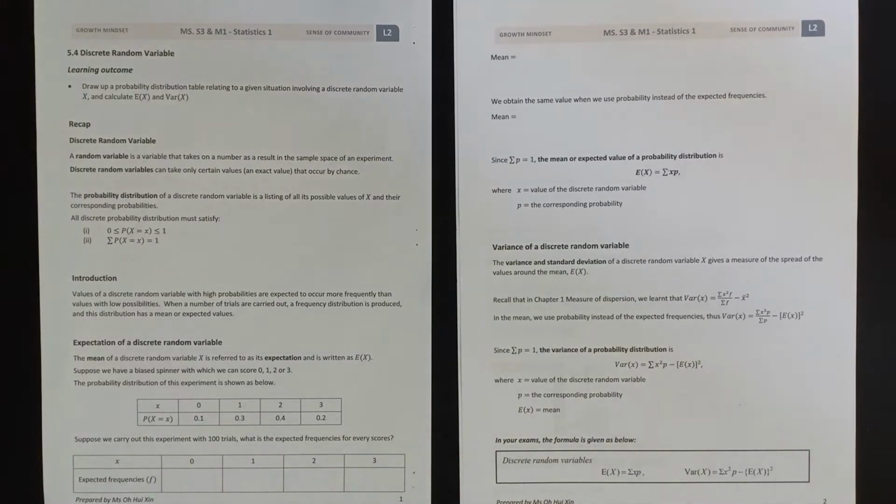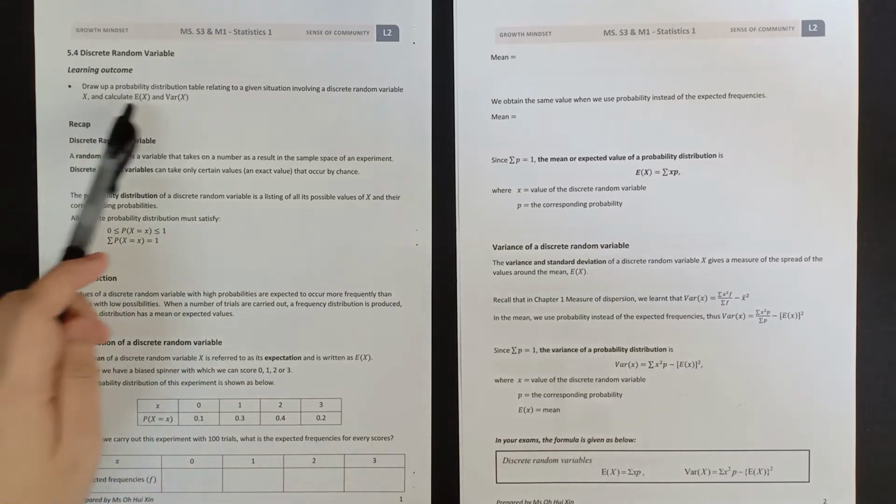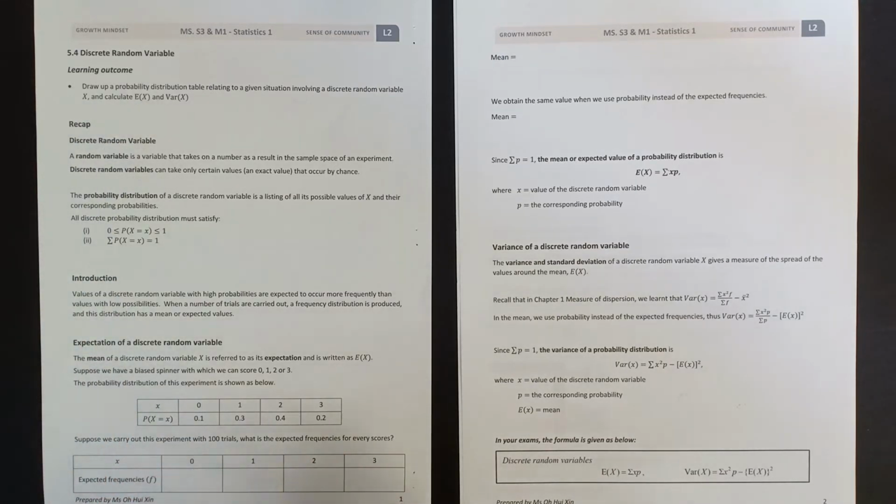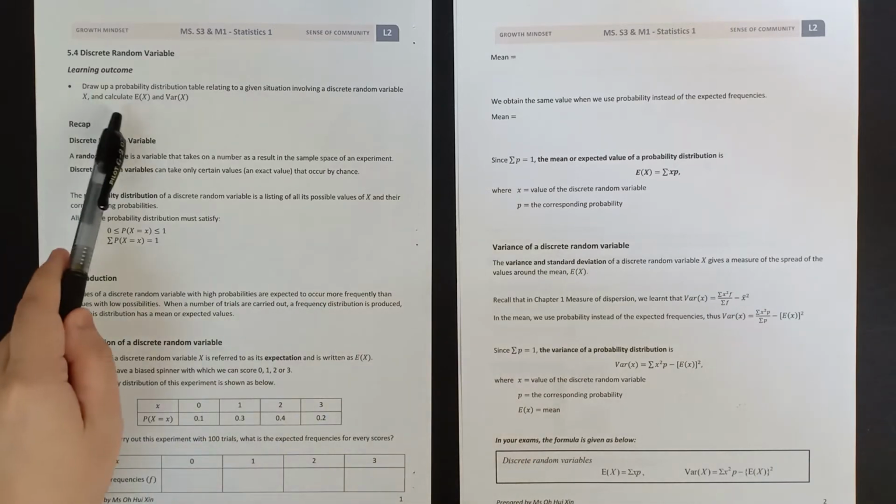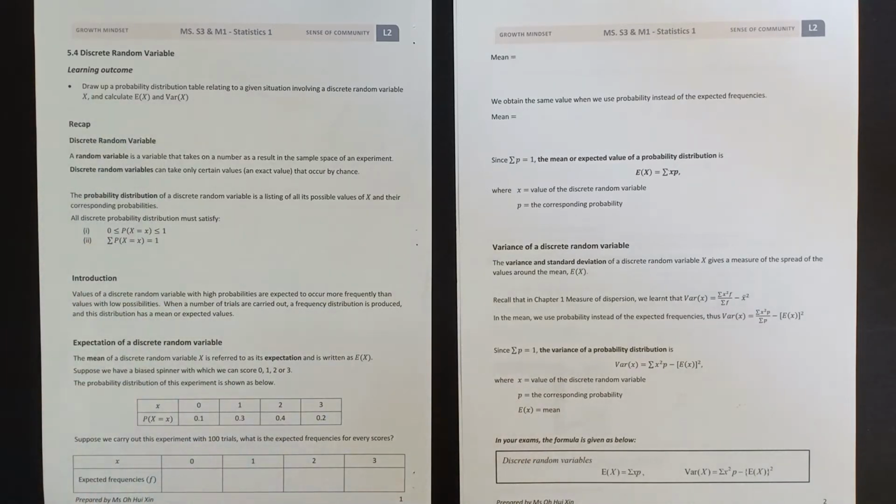Alright, so this is the second lesson for the chapter Discrete Random Variable. Today we'll continue on the learning outcome that we proceeded with last lesson. In the last lesson you already learned how to find the probability distribution and how to create a table. For today we are going to the second part of this learning outcome, which is how to calculate the expectation for the random variable and how to calculate the variance.